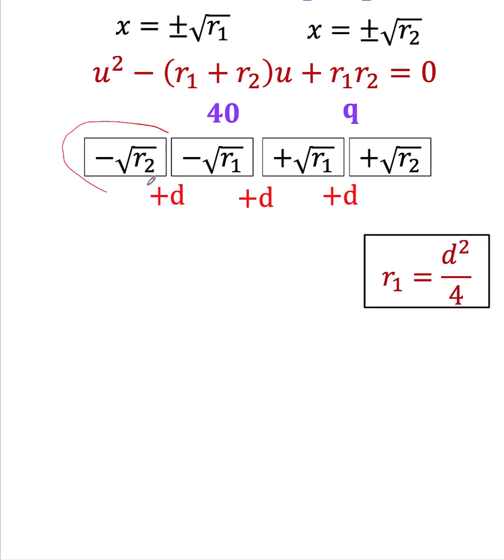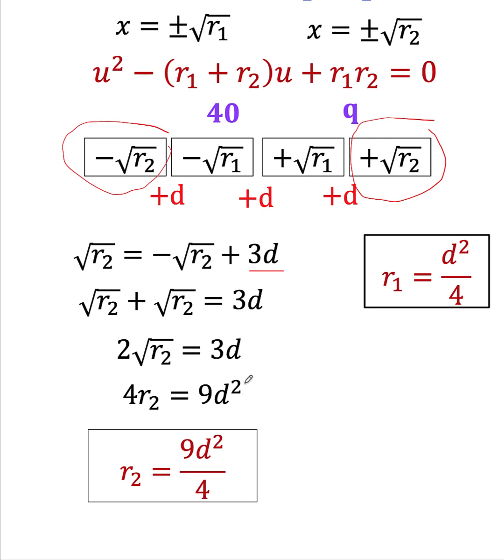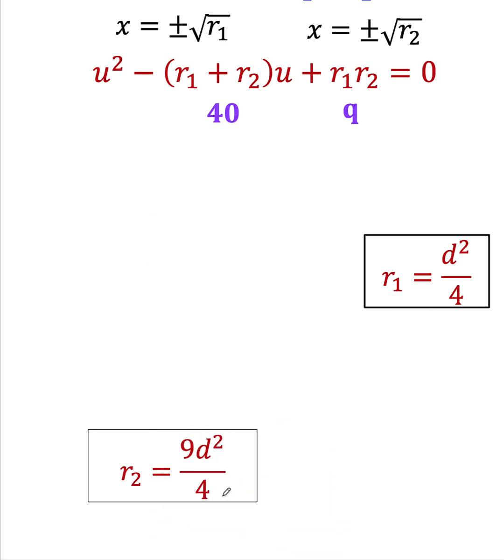Next, look at the first and the last roots here. To get this last root, we start with the first term plus the constant difference plus another constant difference plus another constant difference, or a total of 3 d's. The square root of r sub 2 is equal to the first root plus 1, 2, 3, 3d. Then add the square root of r sub 2 to both sides. The square root of r sub 2 plus square root of r sub 2 gives us 2 square root of r sub 2 equals 3d. Square both sides to get 4 times r sub 2 equals 9d squared. And finally, r sub 2 is equal to 9d squared over 4. Let's remember these values as well.